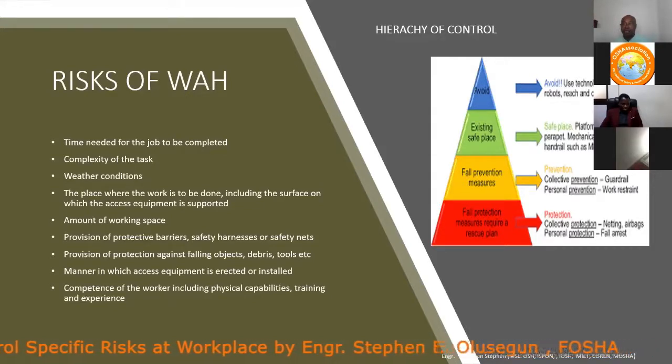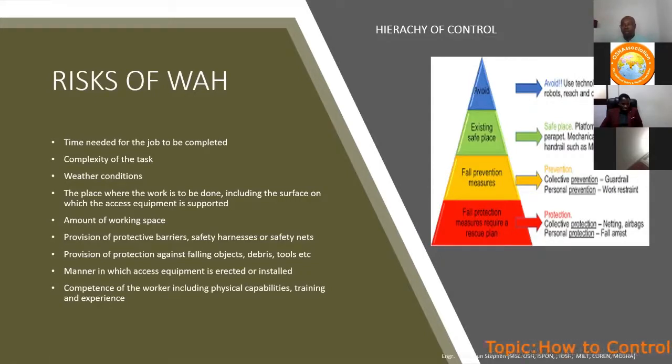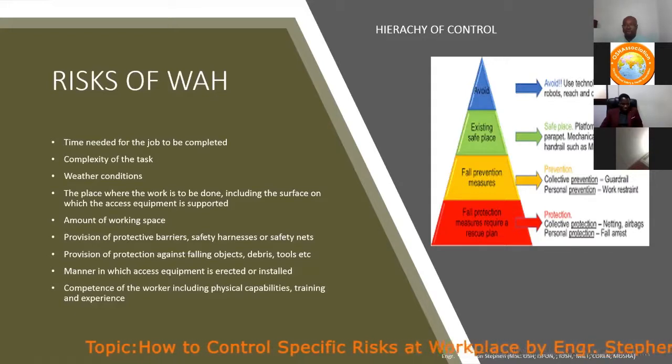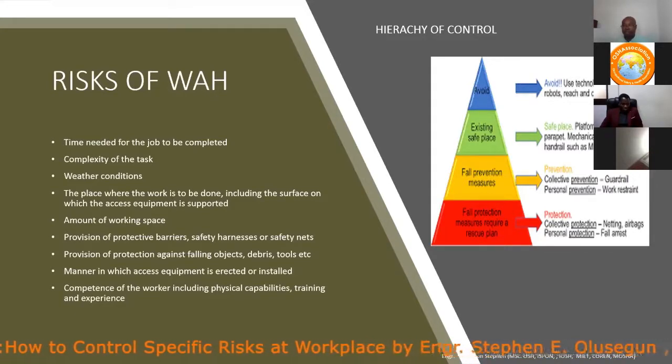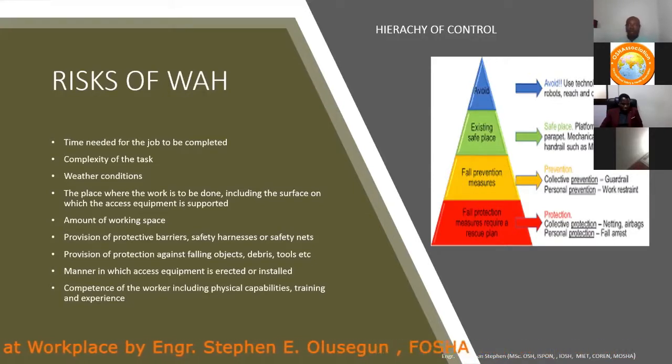Next, the existing safe place you already have, the platform that is there, that is solid, that has handrails attached to it, such as an elevated work platform; you can use those. Are the protection measures there? And you are gradually coming down. Then collective guide rails: what is available to you? Then the protection measures require a rescue plan. Collective protection, netting, airbags, personal protection, fall arrest, all these things. By the time you are using this one, this is the list in the hierarchy.